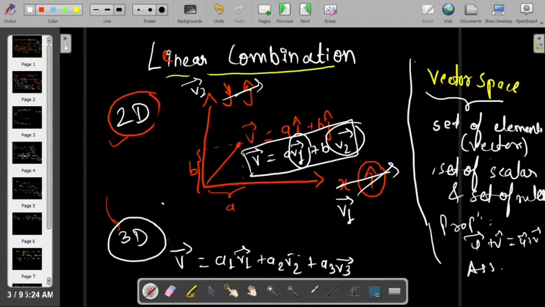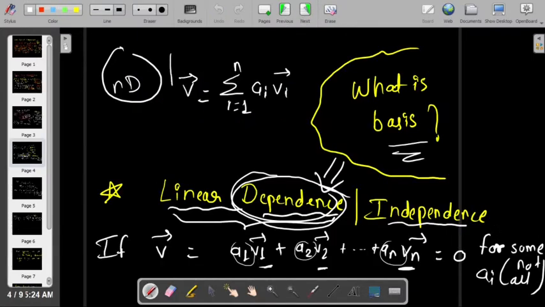Now we have here a 3D vector space. I am just extending the case to 3D, and the same thing I can extend to nth dimension. So in nD, can I write like this? Right? Obviously I can write like this. Then now let's go towards what is basis, right?